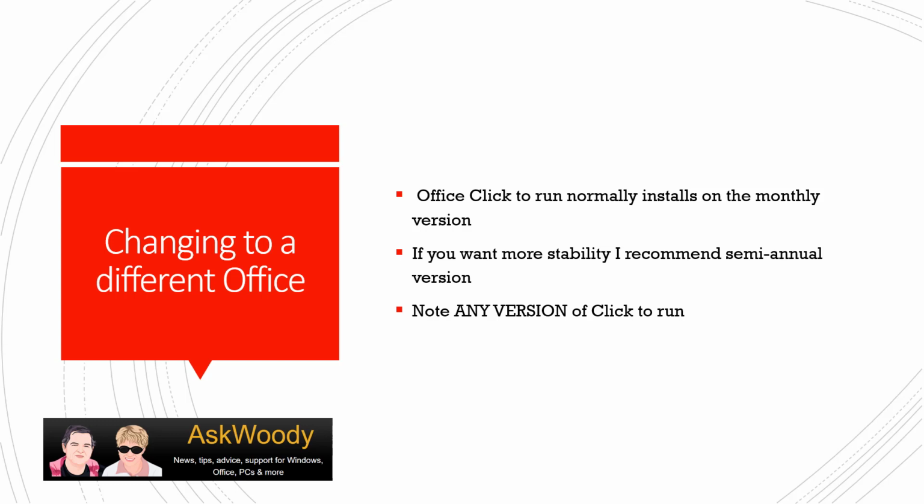Now, why do I recommend that you do it on semi-annual versus monthly? It's because I feel that monthly is a little bit too unstable. Feature releases come out too fast in that version, and I like a nice, normal, plain, very normal and boring Office. I don't like new feature releases and newfangled things all the time. Give me a nice working Outlook, a nice working Word, and a nice working Excel. So that's my recommendation, and here's how to do it.